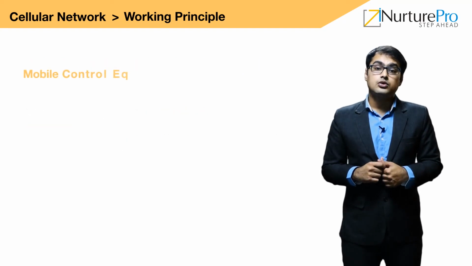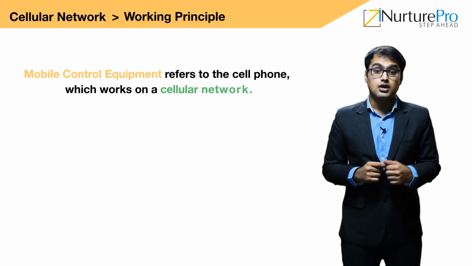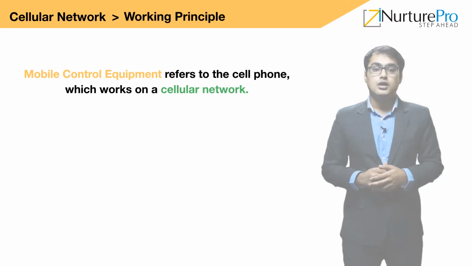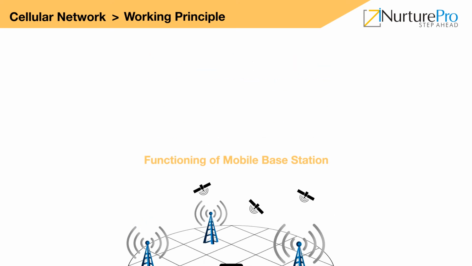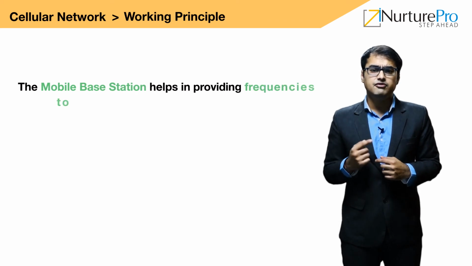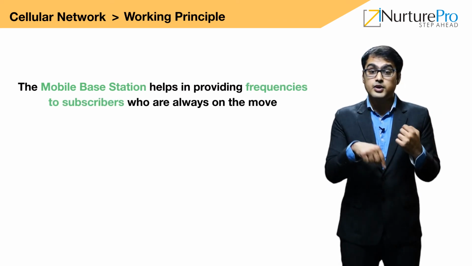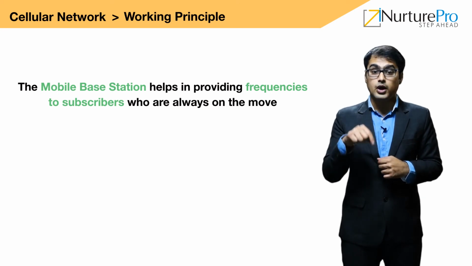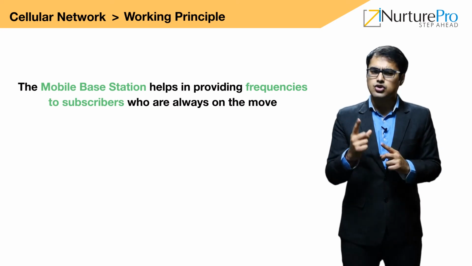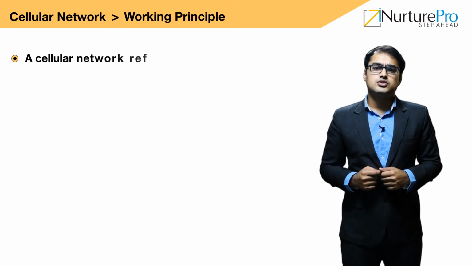Next is the mobile control equipment, which refers to the cell phone that works on the cellular network. A mobile user first contacts the mobile base station, or MBS, for a mobile service while on the move. A subscriber's cell phone constantly searches for mobile signals that will help it connect with the MBS. The MBS helps in providing frequencies to the subscribers who are always on the move. The MSC helps the subscriber's cell phone in switching from one base station to the other that has a stronger signal. This brings us to the end of our video.